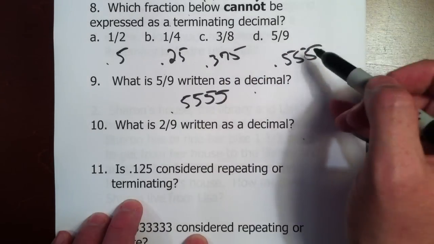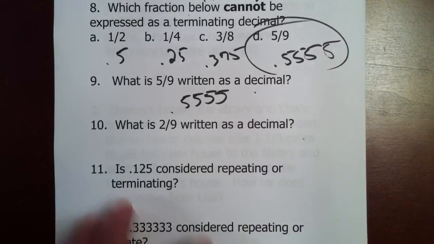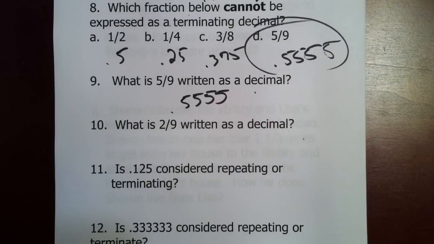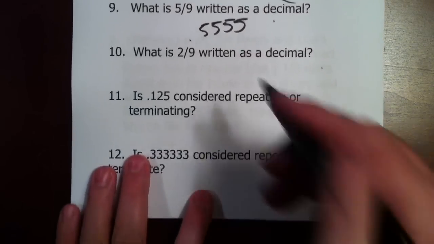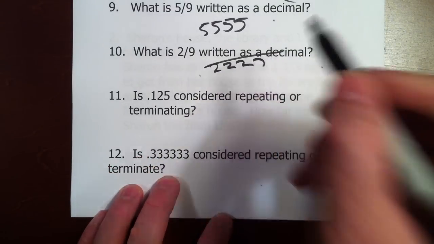Which one cannot be a terminating decimal? Which one does not terminate? In other words, well, this one goes on forever. This is it. So a terminating decimal at some point ends. It may be 10 digits, but at some point it ends. I would recommend, if you're unsure, going out maybe 3 or 4 places. Again, 2 over 9 is 0.2222 infinity.